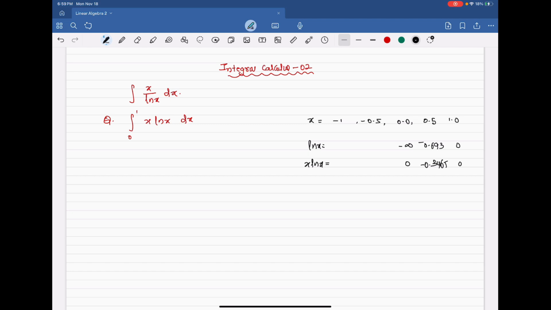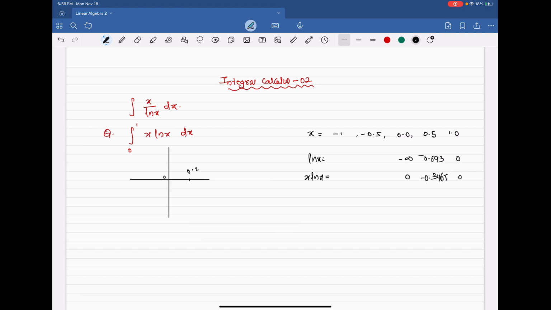Then from 0 to 1, how does the graph look? The graph looks like this: 0, 0.5 and 1.0. This value will be minus 0.3465.